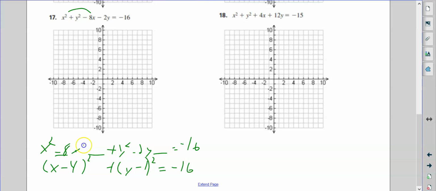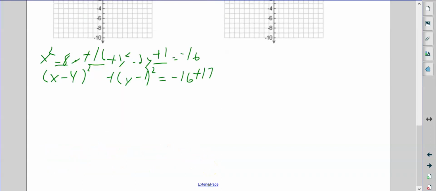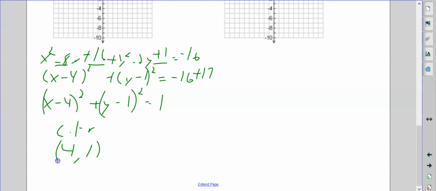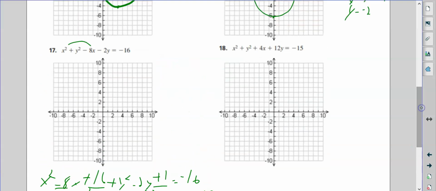Now, negative 4 squared, remember, is not negative 16 like the calculator might say. It's positive 16. And then negative 1 squared is plus 1, which means I'm adding 17 to the left side, which means I need to add 17 to this side. So that gives me x minus 4 squared plus y minus 1 squared equals 1. So my center is at 4, 1. And my radius is the square root of 1, which is 1. So that's going to be a little circle here, just like so.